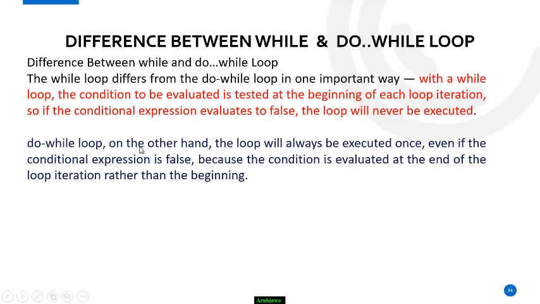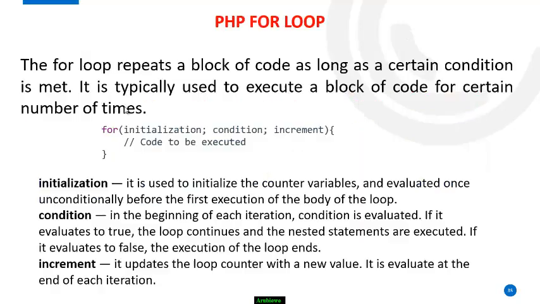With the do while loop, on the other hand, the loop will always be executed once, even if the condition expression is false or true, because the condition is evaluated at the end of the loop iteration rather than the beginning. So the while loop evaluates its condition at the beginning, while the do while loop evaluates its condition at the end of the iteration. So we also have the for loop.